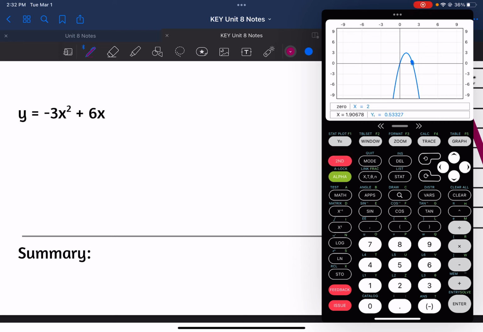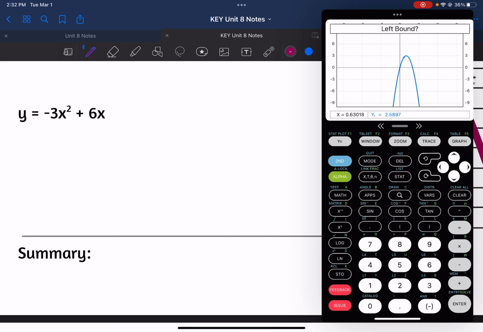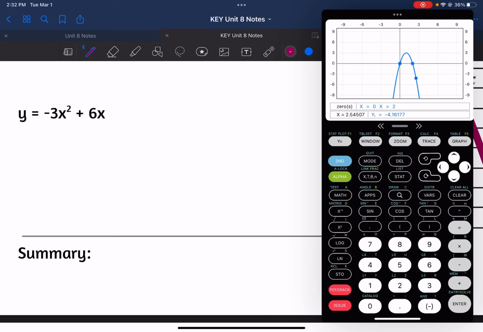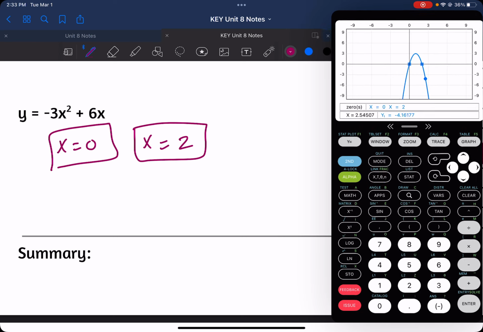So it's second trace. I want to hit my zeros. Yes. So let's go left bound. Enter. Let's go right bound. Enter. So I have two zeros, one at 0 and one at 2. All right. So here we go. We have x equals 0 and x equals 2. And there are your zeros right there. And that completes your tutorial for how to solve by graphing on the calculator, okay?